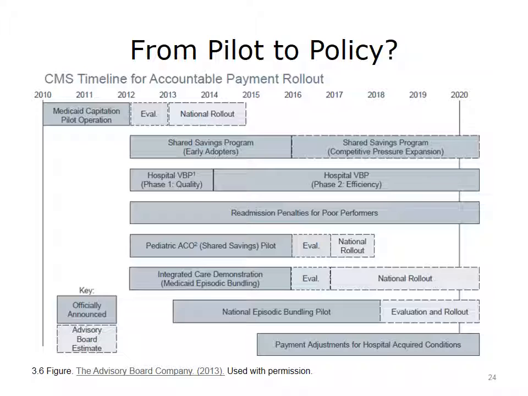National episodic bundling pilot is projected to be evaluated and rolled out in 2018, and payment adjustment for hospital-acquired conditions began in 2015. The darker bars have been officially announced by CMS. The lighter bars indicate that the Advisory Board Company estimates that these evaluations and national rollouts may become policy after the pilots are completed and evaluated. So these are estimations from the Advisory Board Company only.